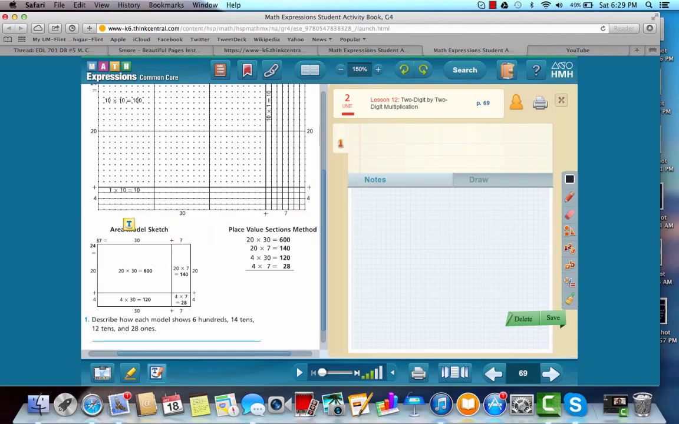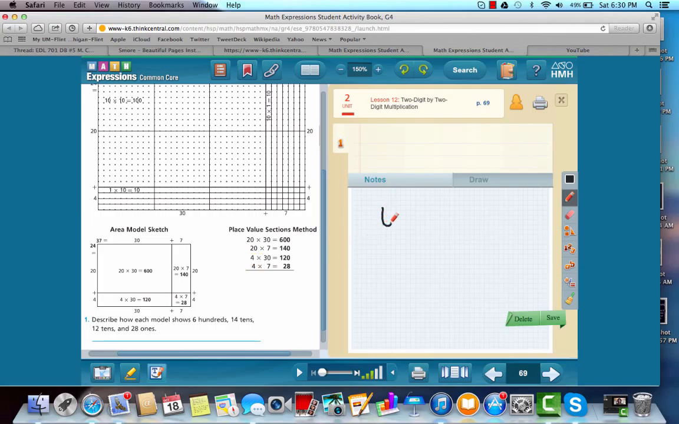So when looking at the area model, we looked at the array here, and looking at the area model, we're just removing the dots. So we're multiplying 4 times 30 and getting 120. And the place value section now takes each of these and pulls them out and says 600 plus 140 plus 120 plus 28, which is what we got in our very bottom figure, and adds those up. The area model, array model, and place value model all give you partial products.